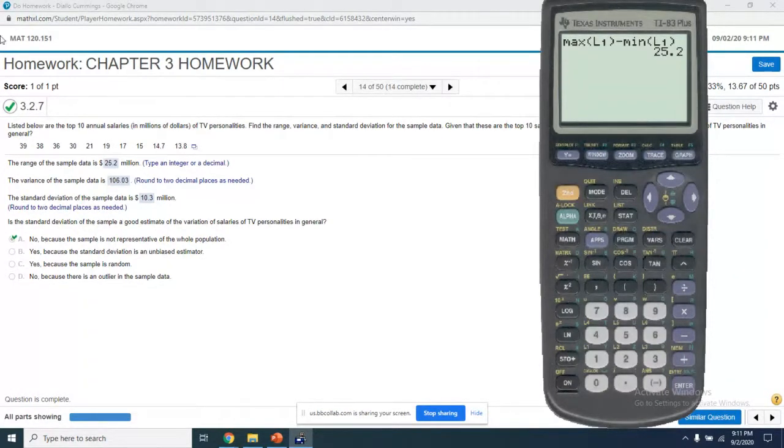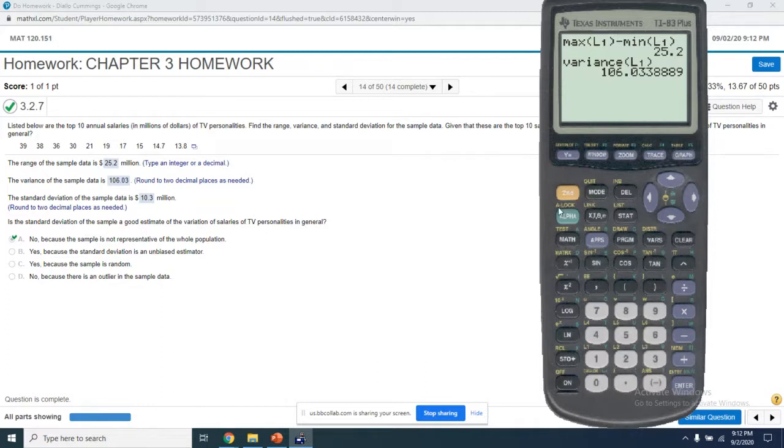But as far as the calculator is concerned, we have a variance function. So again, I'm going to go into list. I want to scroll over to math. And my very last option is variance. And we want to find the variance of list one. So we're going to put list one in our variance function. And we have 106.03.